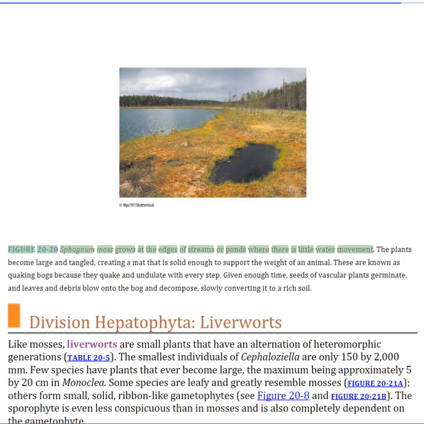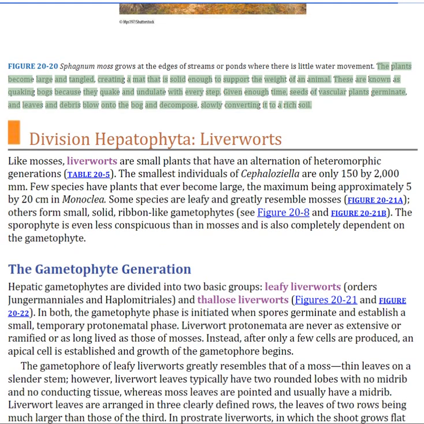Figure 20.20. Sphagnum moss grows at the edges of streams or ponds where there is little water movement. The plants become large and tangled, creating a mat that is solid enough to support the weight of an animal. These are known as quaking bogs because they quake and undulate with every step. Given enough time, seeds of vascular plants germinate, and leaves and debris blow onto the bog and decompose, slowly converting it to a rich soil.